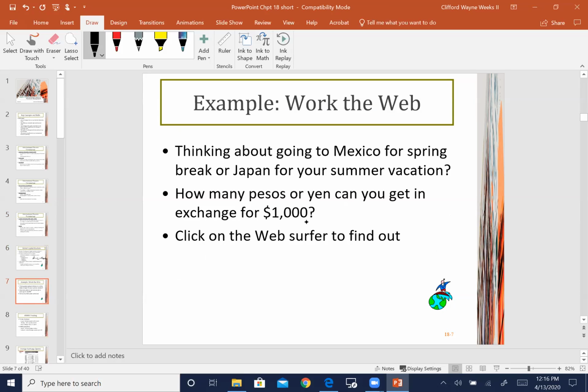So think about going to Mexico for spring break. I wish I was leaving my house for spring break. Or Japan for summer vacation. How many pesos or yen can you get in exchange for your $1,000? There is a link here. I actually clicked on that, and I got a whole bunch of warnings, so I might not click on that. But if you type in foreign currency exchange rate or something to that effect, you'll find one. I'll show you the first one that popped up for me in a moment.